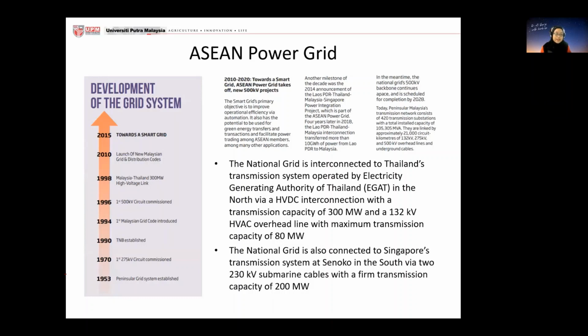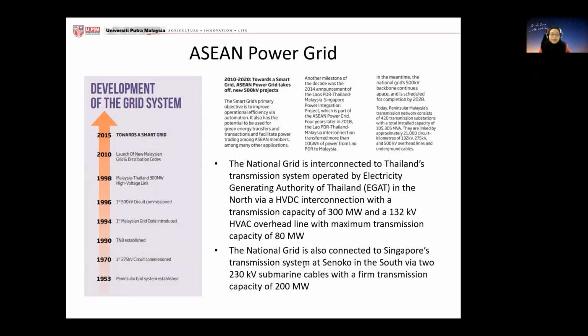So we have the national grid, but recently we are also going towards powering ASEAN. They call it the ASEAN Power Grid. For example, the national grid is interconnected to Thailand's transmission system, operated by the Electricity Generating Authority of Thailand, in the north via an HVDC interconnection with a transmission capacity of 300 megawatts and a 132 kilovolt HVAC overhead line with a maximum transmission capacity of 80 megawatts.